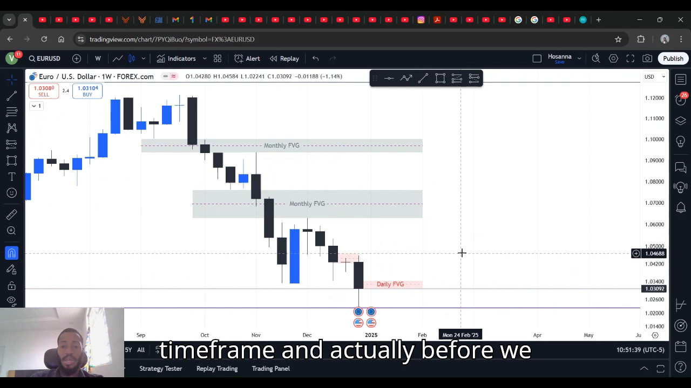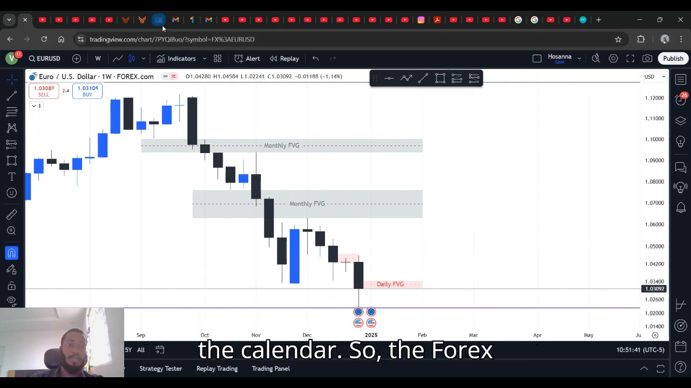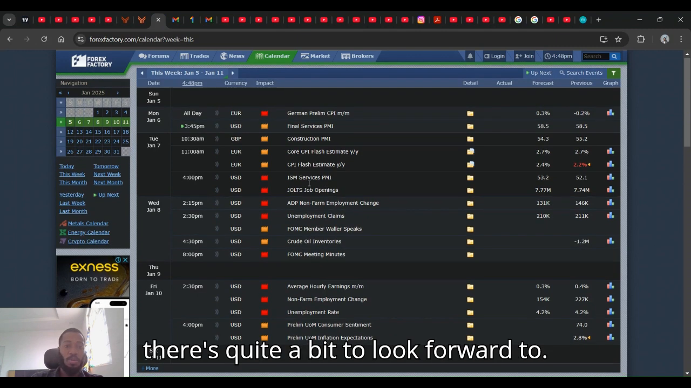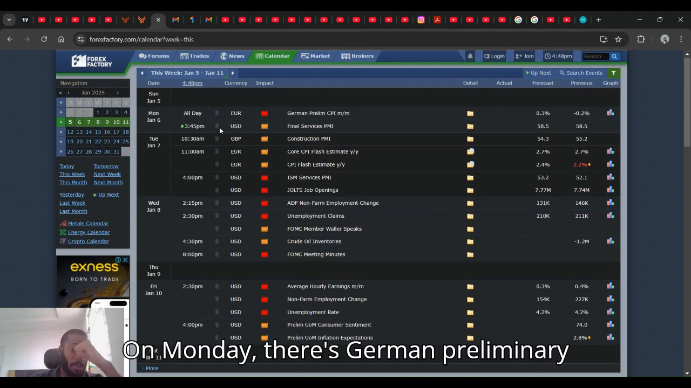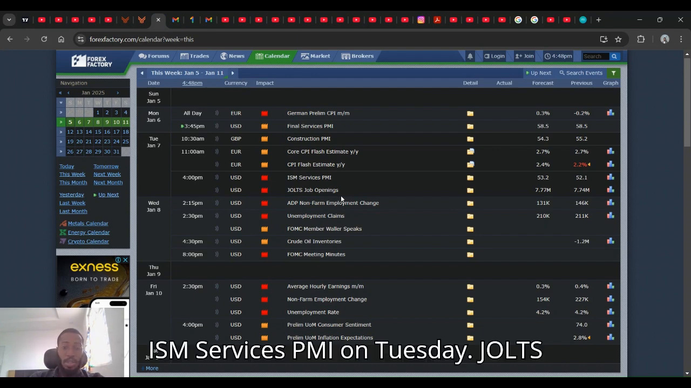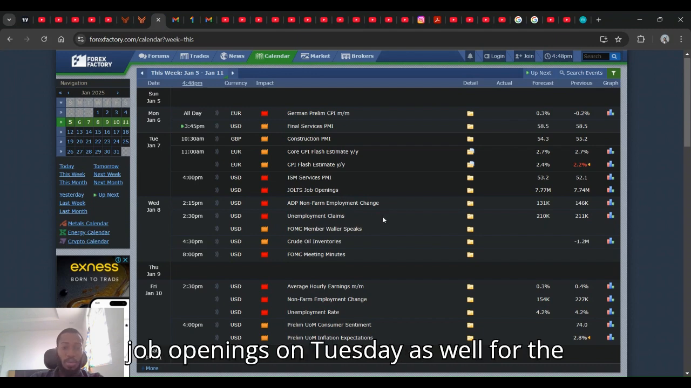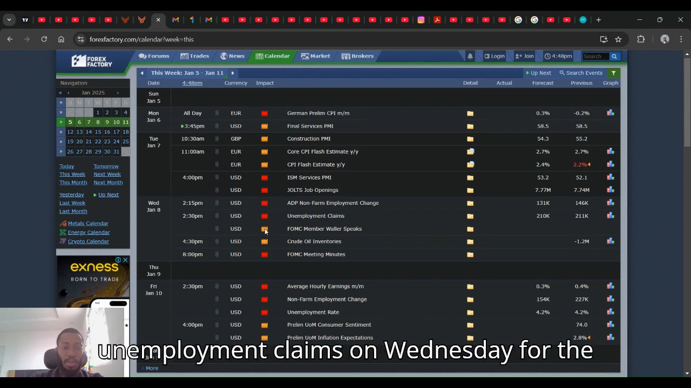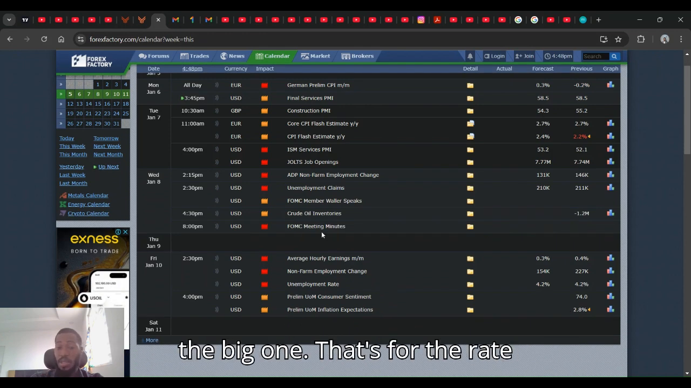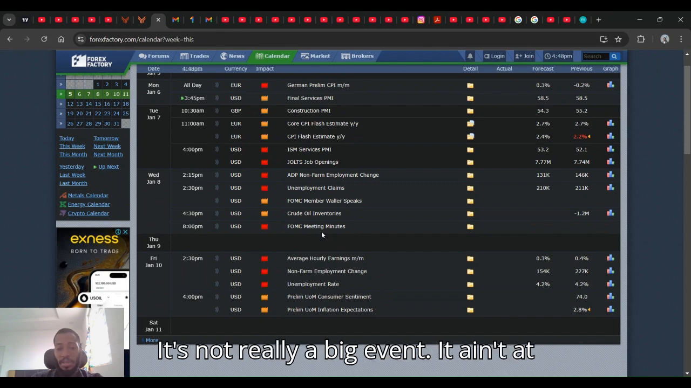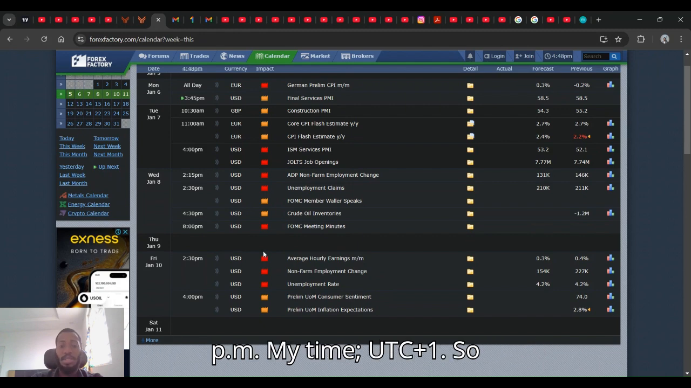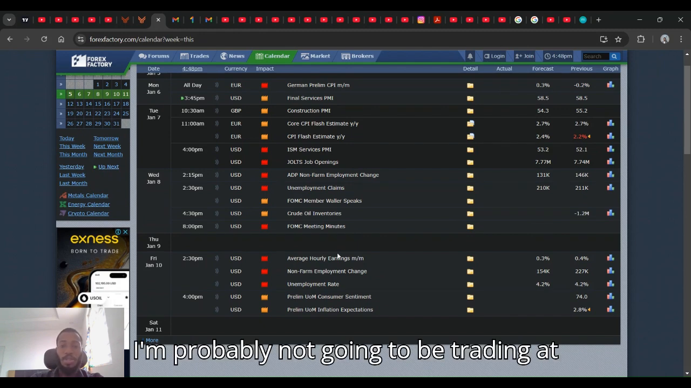And actually, before we analyze the charts, let's take a look at the calendar. So, the Forex calendar is telling us that next week there's quite a bit to look forward to. On Monday, there's German preliminary CPI, there's ISM Services PMI on Tuesday, JOLTS job openings on Tuesday as well for the US dollar, non-farm employment change and unemployment claims on Wednesday for the dollar, FOMC meeting minutes. That's not the big one, that's not the rate announcement, this is just the minutes. It's not really a big event. In any case, it's happening at 8 p.m. my time, UTC+1. So I'm probably not going to be trading at that time.